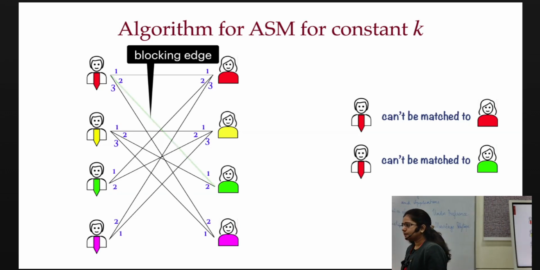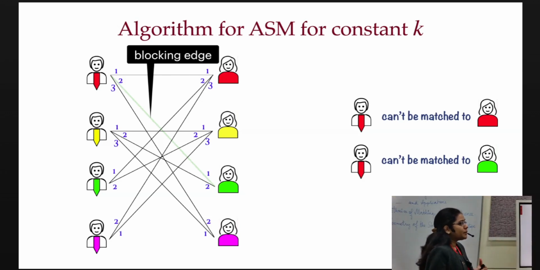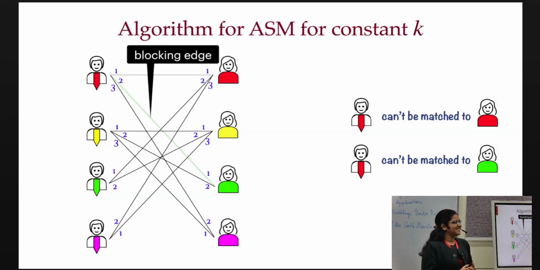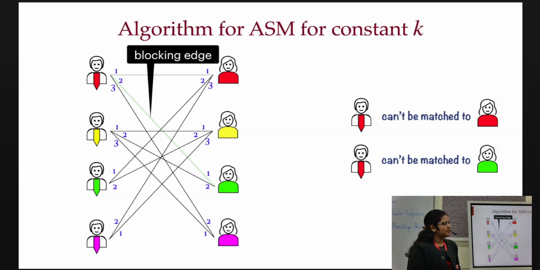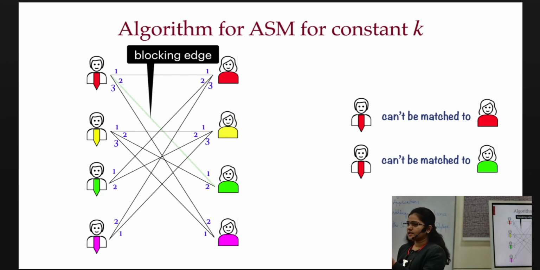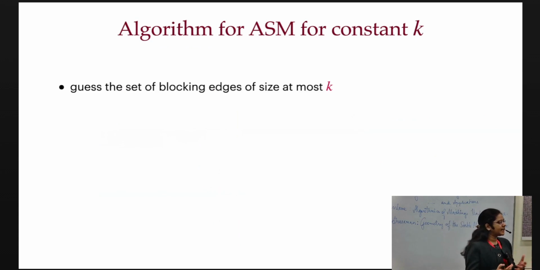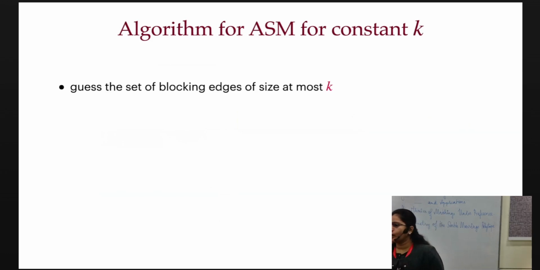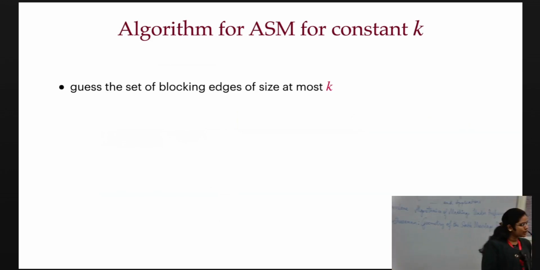So, what is the algorithm now? Can someone suggest? I told you the idea basically, but now what is the complete algorithm? Because I do not know this green edge. I told you I will magically tell you, but what is this magic? Given the fact that the number of blocking edges is constant, try all possible edges. Technically this is called guess the set of blocking edges. This guess means that you are going over all possible subsets. So, we guess the set of blocking edges of size at most k.